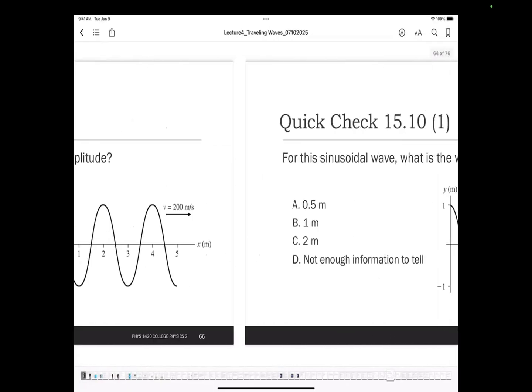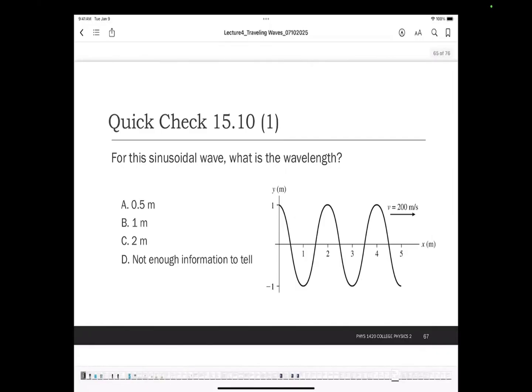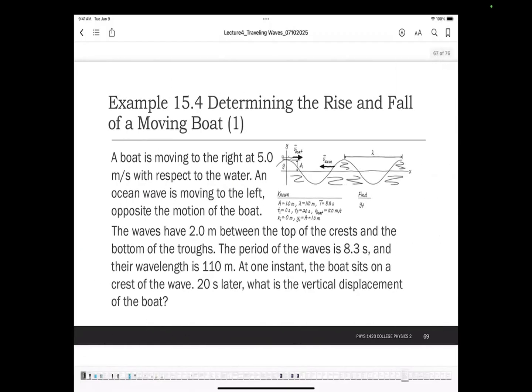Any questions? Okay. For this sinusoidal wave, what is the wavelength? I think this is also very easy to tell. The wavelength is just one period, one repeat form. Am I right? So it is 2 meters. Yeah, this is easy.